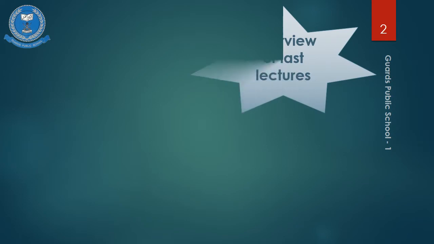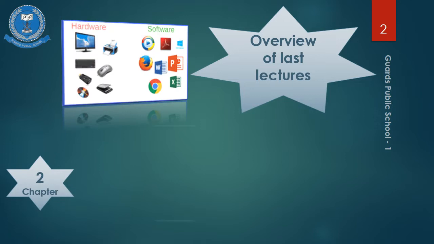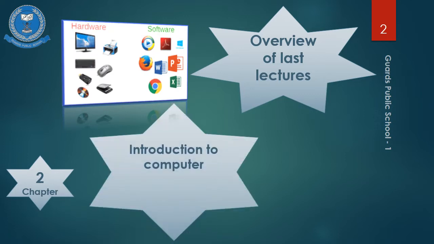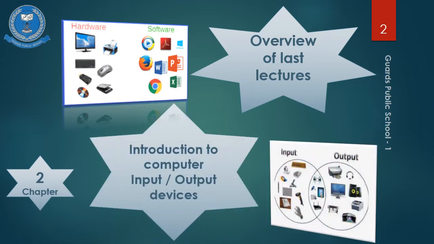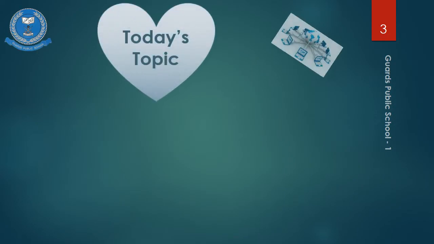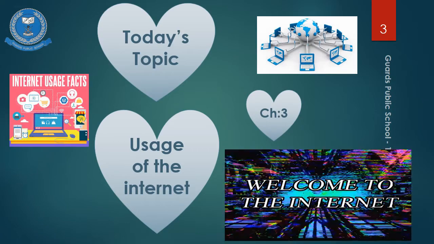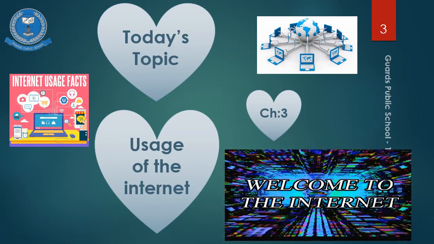Overview of last lectures. In our previous lectures, we have completed our two chapters. First is Introduction to Computer and the second is Input Output Devices. Hopefully these two chapters are clear, and now let's move to chapter number 3. Today we will discuss the usage of the internet, which is chapter number 3, and this is the last chapter of the first term syllabus in your computer handout.